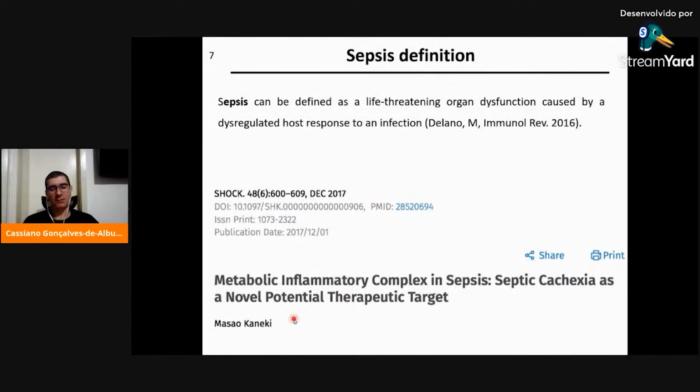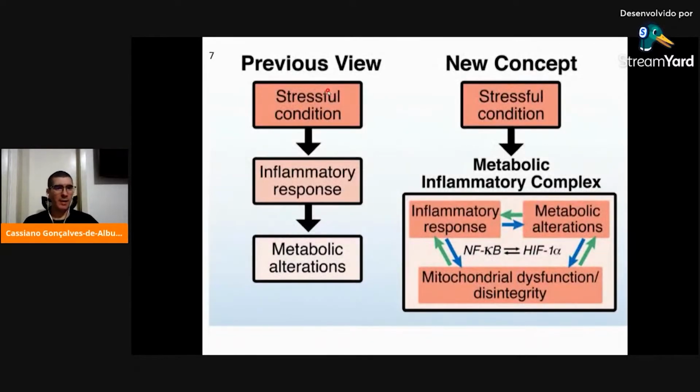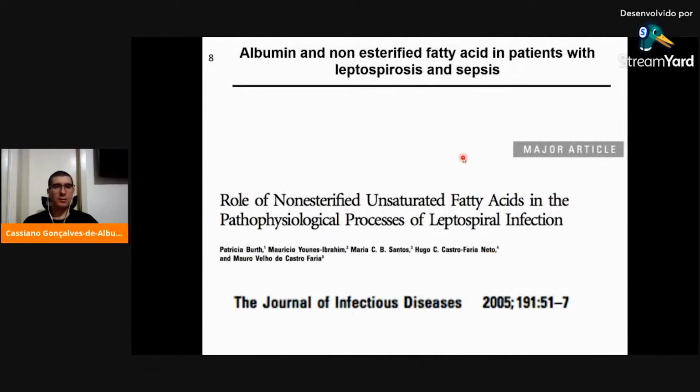In the context of infectious disease, sepsis can be defined as life-threatening organ dysfunction caused by a dysregulated host response to an infection. In the past, it was believed that the inflammatory response caused metabolic alterations. Currently, inflammatory response, metabolic alteration, and mitochondrial dysfunctions are believed to happen at the same time.